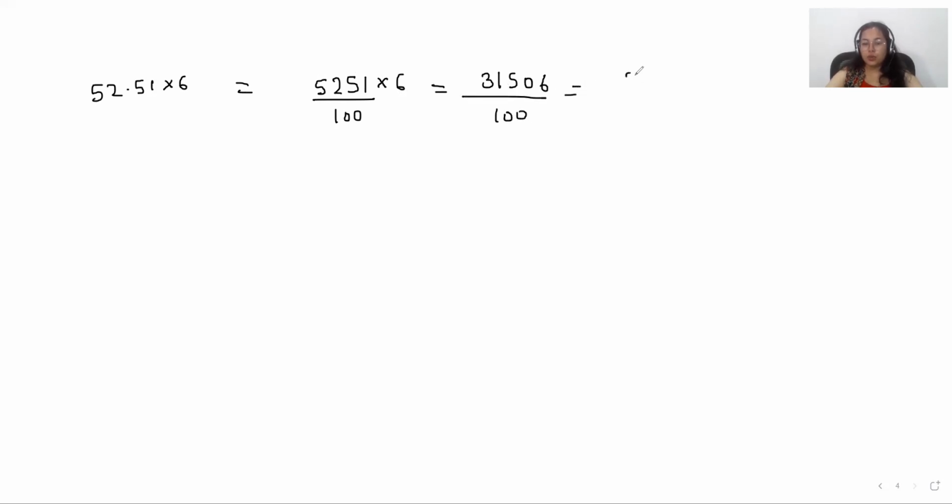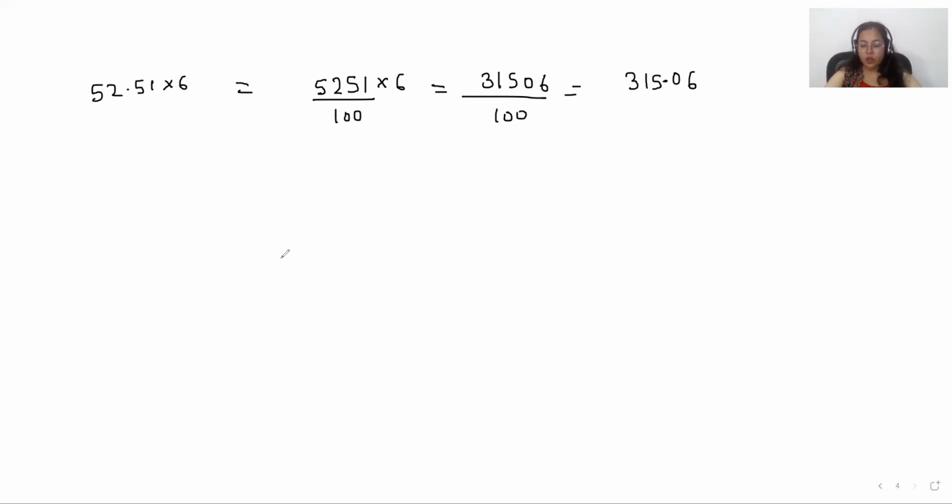Let's discuss one more example of this type of question. Suppose they give you the number 52.51 and you have to multiply by 6. Our first step is to remove the decimal and put the number of zeros in the denominator, and now simply multiply both numerators. So 5251 multiplied by 6 is 31,506 over 100. How many zeros in the denominator? 2 zeros. So put the point before 2 digits.